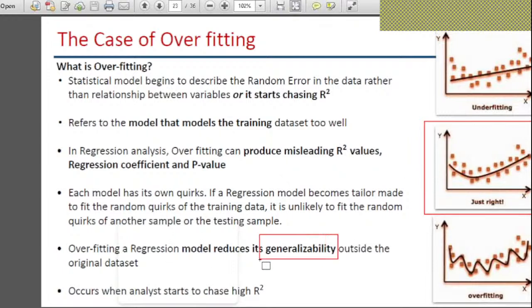Our regression line is best when it is generalized, right? Overfitting a regression model reduces the generalizability outside the original data set. Are you getting it? What is overfitting?